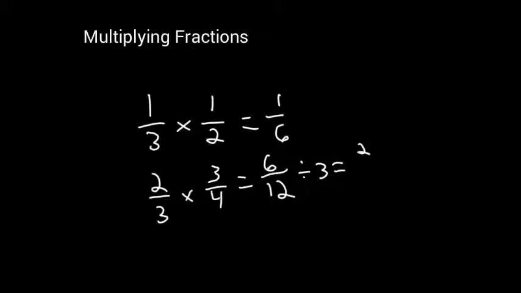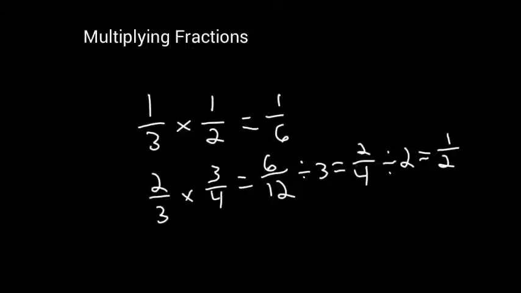6 divided by 3 is 2. And 12 divided by 3 is 4, and that can be reduced again by 2. And 2 divided by 2 is 1, 4 divided by 2 is 2. So we end up with 1/2. Now there's an easier way to do this without having to do all the reducing at the end.